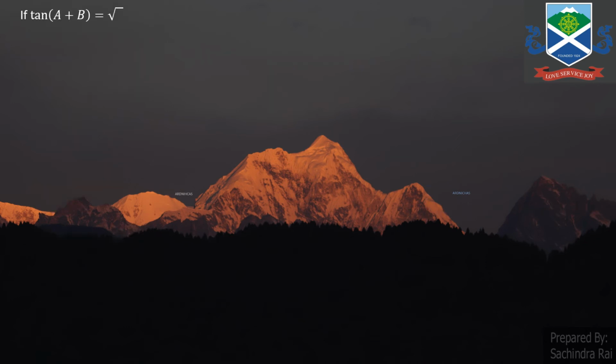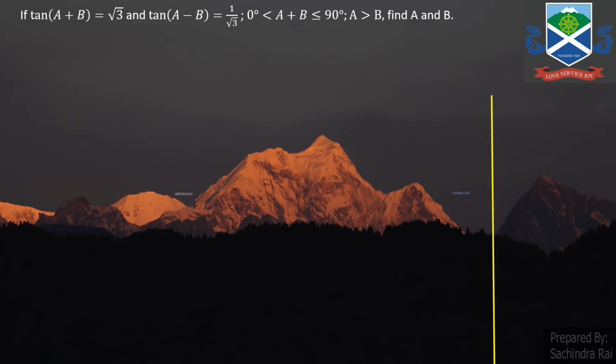Let us take another question which is totally different from the ones we did. If tan of a plus b equals root 3 and tan of a minus b equals 1 by root 3, where a plus b is greater than 0 degree and less than or equal to 90 degree, and a is greater than b, find a and b. We need to find the value of a and b here.